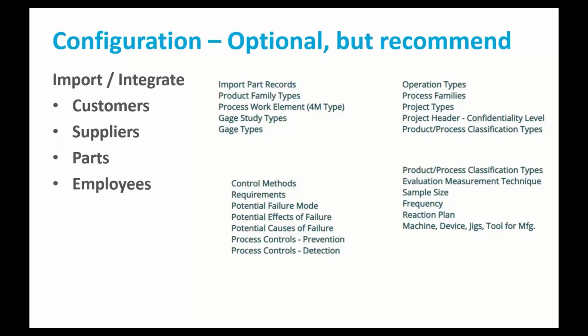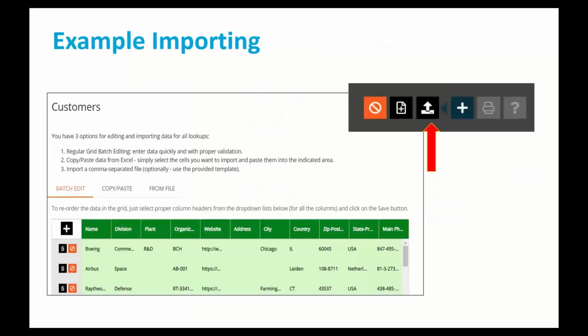Now, again, you don't have to preset these files, but importing customers, suppliers, part numbers, part records, effects of failure, prevention, detection, all these different things, sample size and frequency. Again, you can just start doing it. But importing is easy. You'll see throughout the demo this up arrow. And every time you see that, you get an option to copy and paste or click on a file to view what you're looking at.